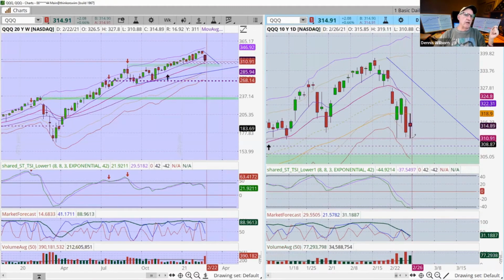So if we take out that 310 level, that gives us a trajectory to the downside. 338 to 310 is about 28, 27. So if I drop 310, I could project down from a technical standpoint, 310 minus 27. Do the math.